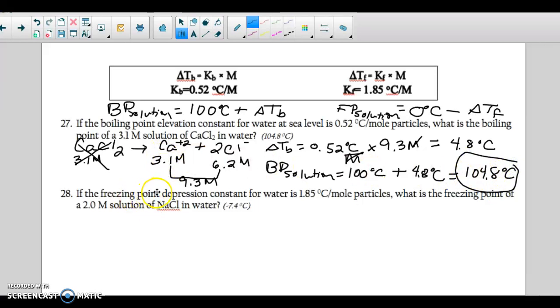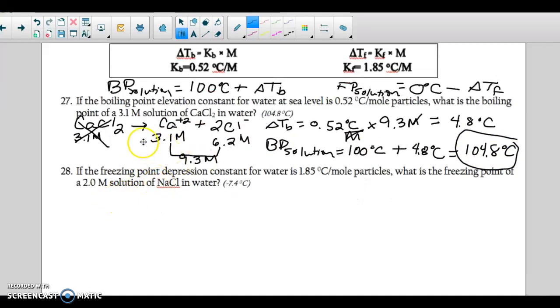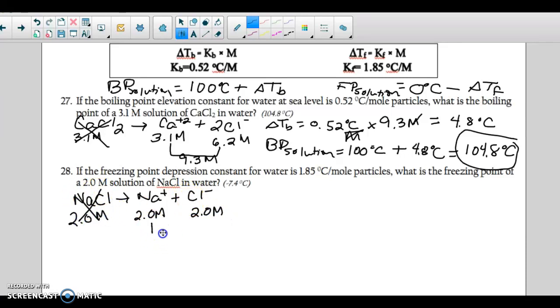Here's another problem, and this is a freezing point problem. Again, you have a certain molarity of, in this case, sodium chloride. So we would want to break that up because in water it breaks into these ions. If it was 2 moles per liter of sodium chloride to start with, then I get 2 moles per liter of sodium and 2 moles per liter of the chloride ions. This is gone. So I have a total of 4 moles per liter of particles.